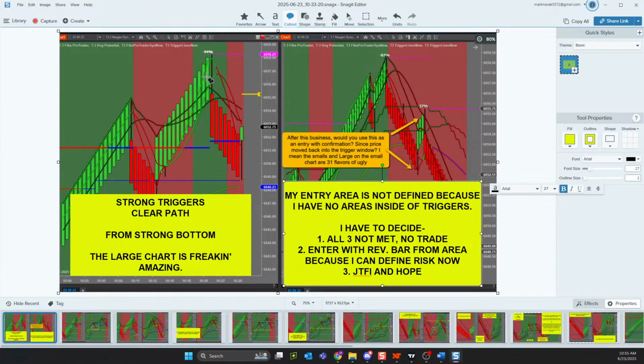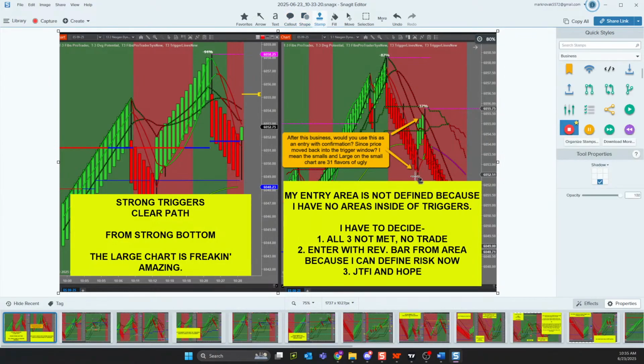Do I have strong triggers? Absolutely. Is my path clear? Without question. Do I have an area for entry inside of triggers? Dag nabbit, I don't. Guys, it's no longer high probability. And this is where you have to make decisions based on your plan. Some of you will say, and I think Pete said it in here, with a reversal bar, because of these advantages, I'll enter the market and place my stop below the reversal bar because now I can define risk.